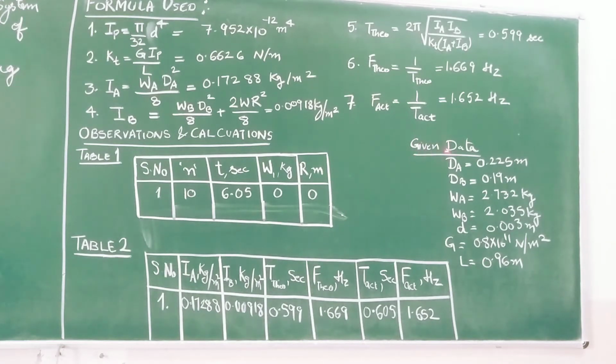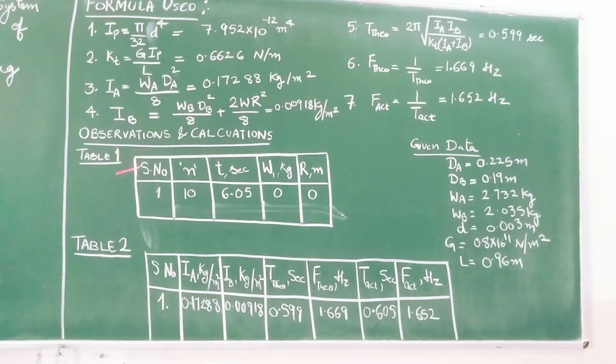Now students, moving towards the observation table, first we have the given data, which is provided by the manufacturer. dA is the diameter of disc A, given as 0.225 meter. dB is the diameter of disc B, 0.19 meter. WA is the weight of disc A, 2.732 kg. WB is the weight of disc B, 2.035 kg. Small d is the diameter of the shaft, that is 0.003 meter. And G is the modulus of rigidity, 0.8 into 10 to the power 11 Newton per meter square. L is the length between the two discs or two rotors, which we have already measured.